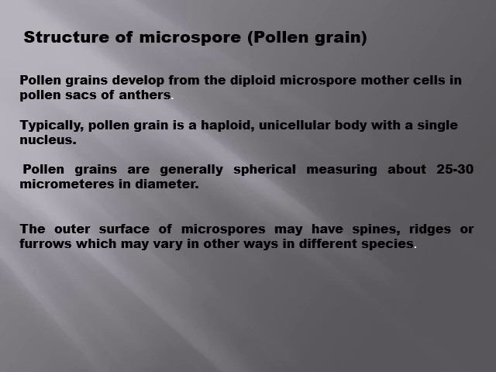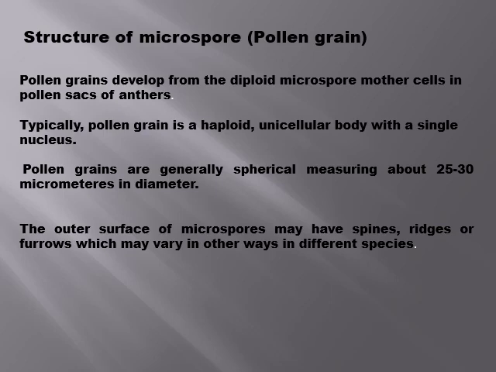Structure of microspore or the pollen grain. Pollen grains develop from the diploid microspore mother cells in pollen sacs of anthers. Typically, a pollen grain is a haploid unicellular body with a single nucleus. So, a pollen grain is a haploid structure with a single nucleus. Pollen grains are generally spherical. Mostly they are spherical in shape and about 25 to 30 micrometers in diameter.